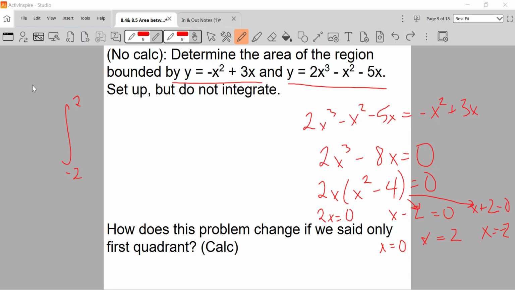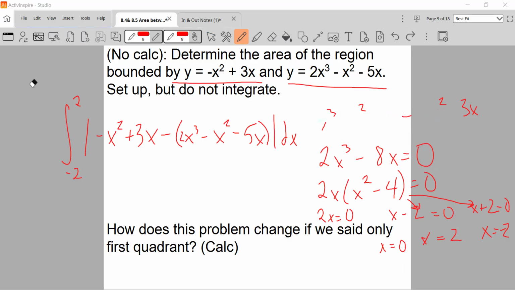And then I'm going to pick a function on top. It will not matter. I'll have something like this, and then minus that whole quantity. Notice I could have reversed this with the absolute value. Now, let's say you're not allowed an absolute value. Let's say this is a multiple choice question, and you're not allowed an absolute value.